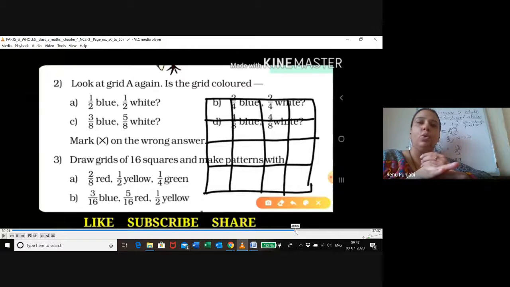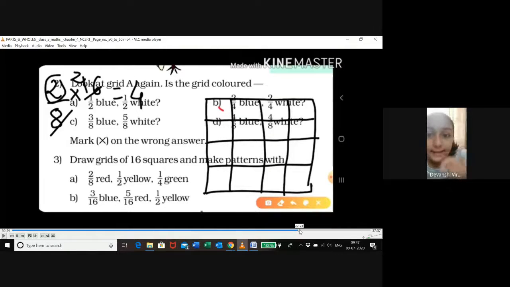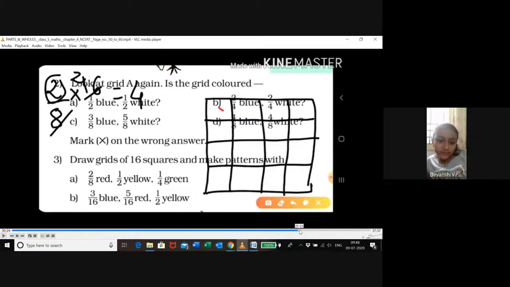What will be the 2/8 of red? Ma'am, we have to make the pattern and then we have to color, no? Yes. So Devanshi, now you tell me, you will color 2 red, 1 yellow and 1 green? Yes or no? No, ma'am. So how much is the part of red? Ma'am, 2. We have to color the denominator one.